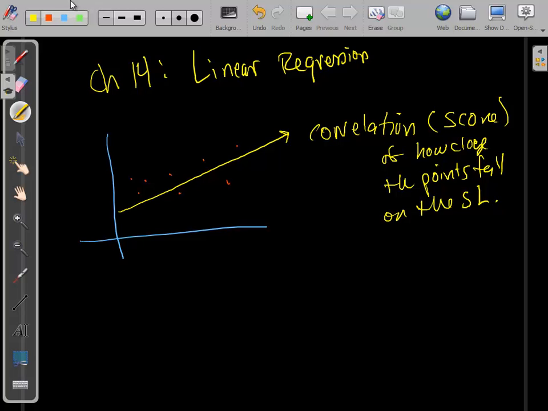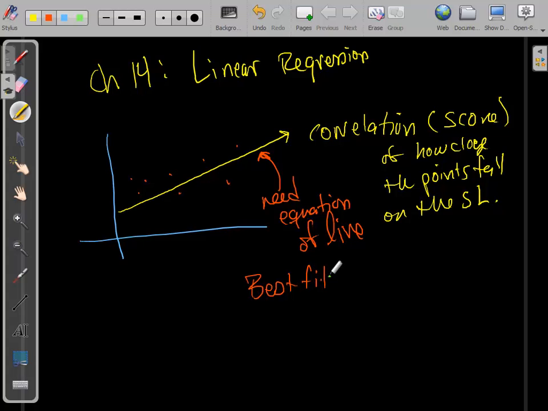Okay, well then linear regression would be the process of coming up with the equation of the line. Need equation. And this line is what we call the best fit line. And really what we're trying to do is create the equation of the line that has the highest correlation.